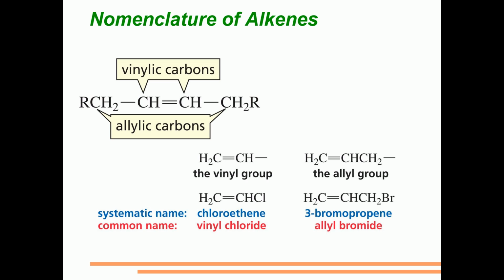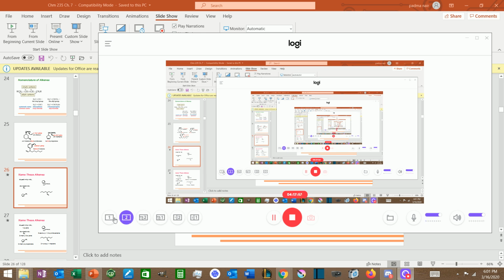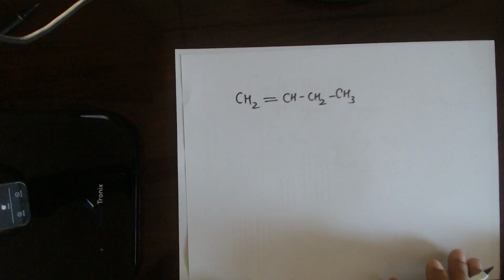Let's do an example of naming. Okay, let me go ahead and draw it on my paper first before I move on to the screen to make the screen bigger. So CH2 double bond CH, CH2, CH3. Okay. All right. Let's make the screen a little bigger. All right, there.